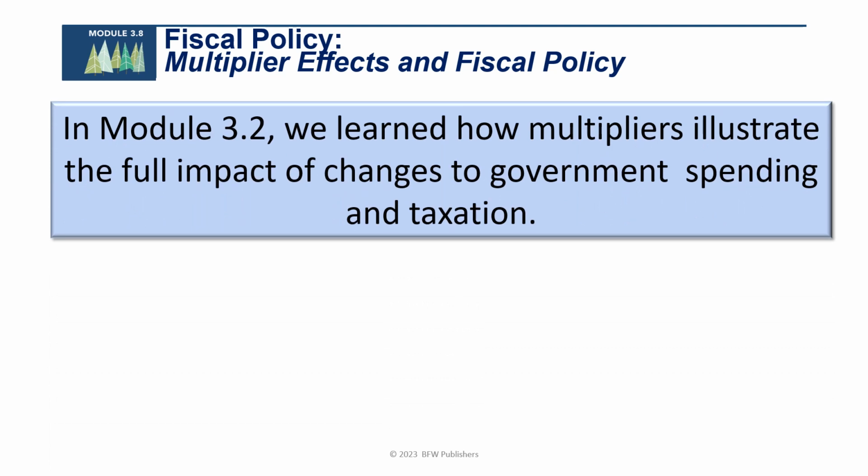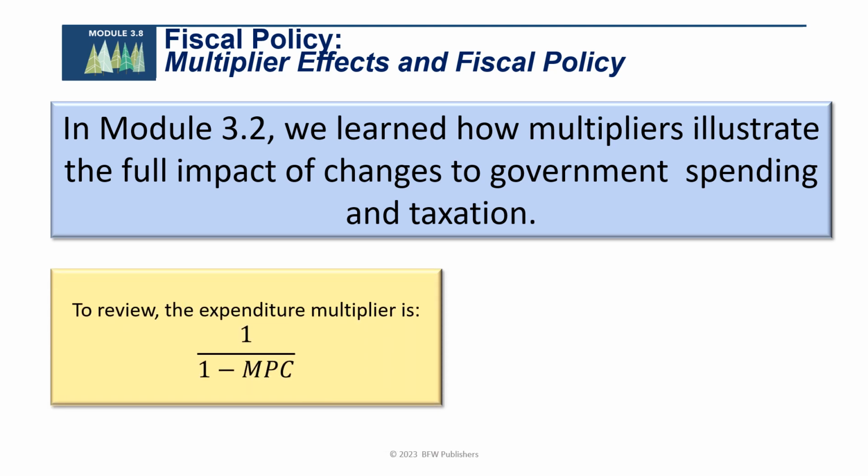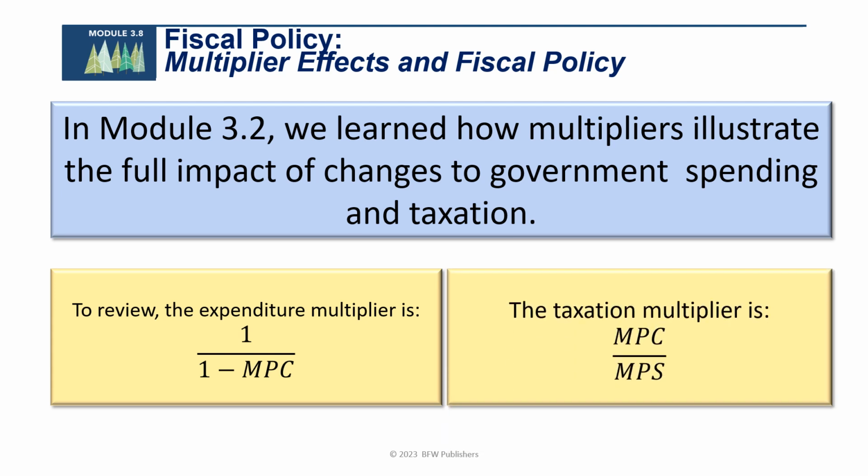You will not be given the formulas for the spending multiplier or the tax multiplier on the AP exam. So make sure you are able to calculate these, memorize these formulas. And how do you calculate the size of the expenditure or spending multiplier? 1 over 1 minus the marginal propensity to consume. The tax multiplier is simply what? MPC over MPS, but remember the trick. The tax multiplier is always one less than the spending multiplier.